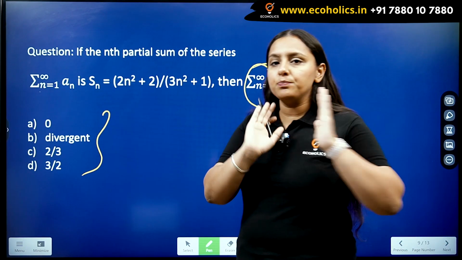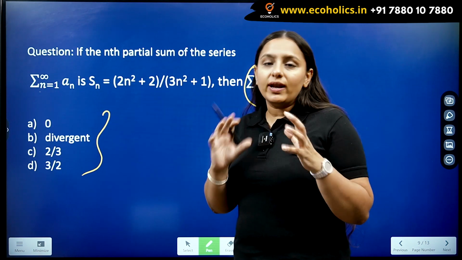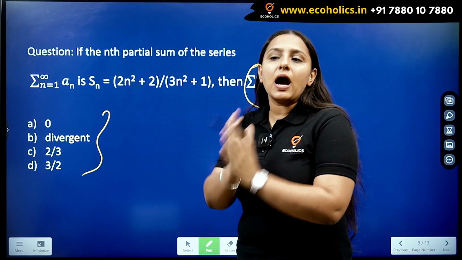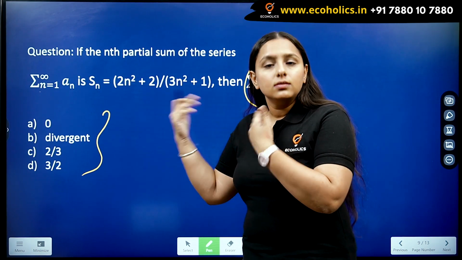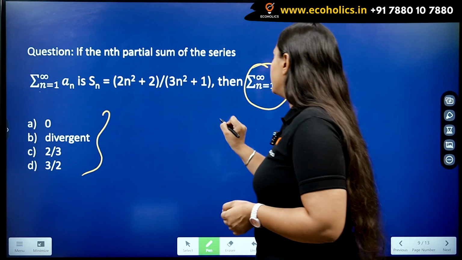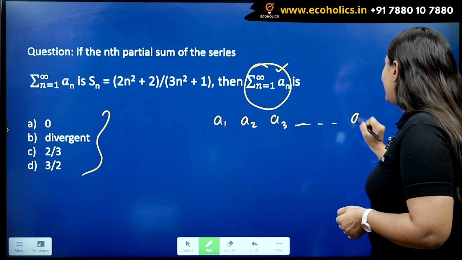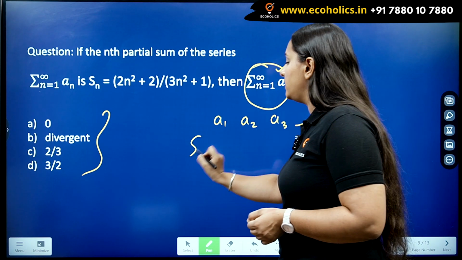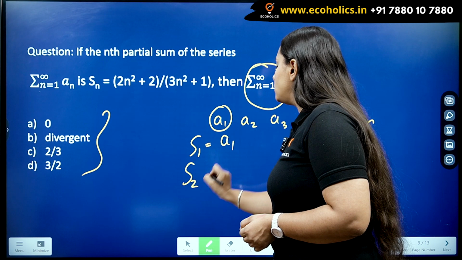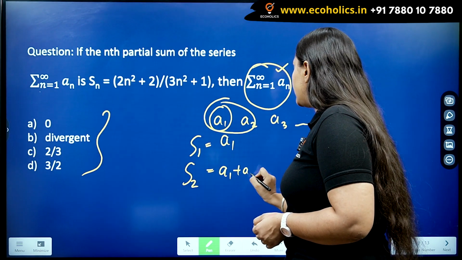So there is a very simple concept in terms of series. What is that concept? When I find a series, what is a series? It's the sequence of partial sums of my sequence, right? So in other words, if I have a sequence A1, A2, A3 and so on till An. Now S1 is the sum of the first term, which is A1. Similarly, S2 is the sum of these two terms, so it's going to be A1 plus A2.